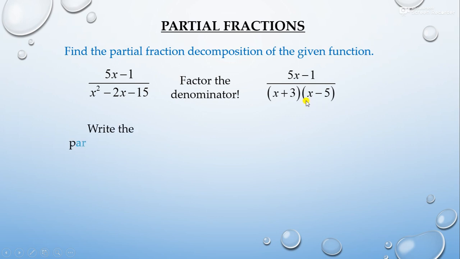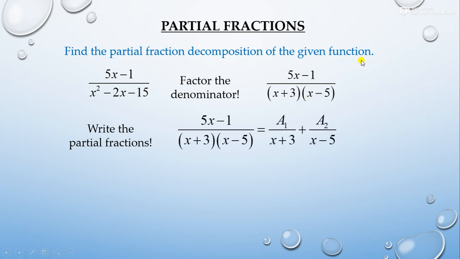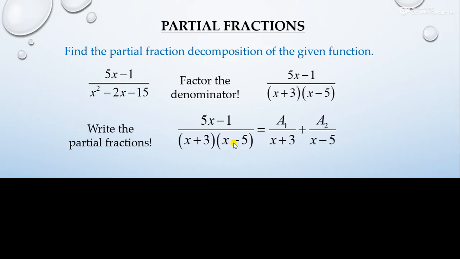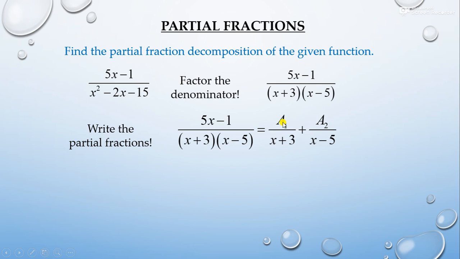Now, after that, how to write the partial fractions? You write the partial fractions like this: a1 upon x plus 3 plus a2 upon x minus 5. Now x plus 3 is a linear term, so when we have a linear term in the denominator, we take a constant term in the numerator. So we take a1 upon x plus 3, and the second term is again linear, so we take the constant a2 in the numerator. This is how we write the partial fractions.